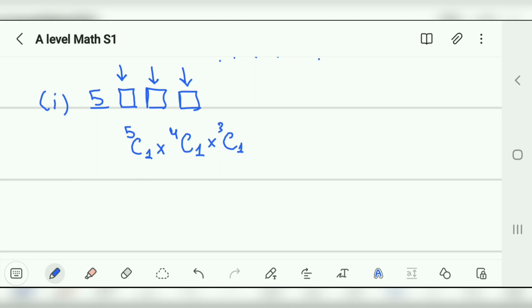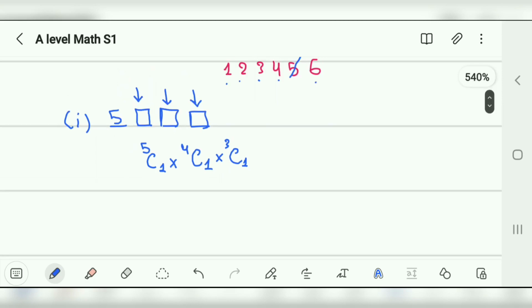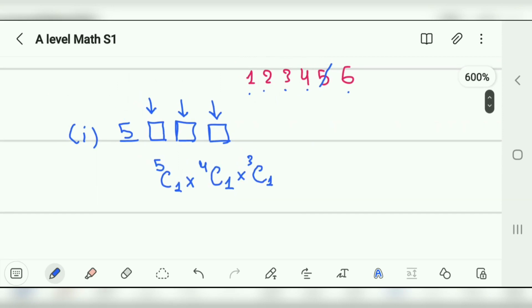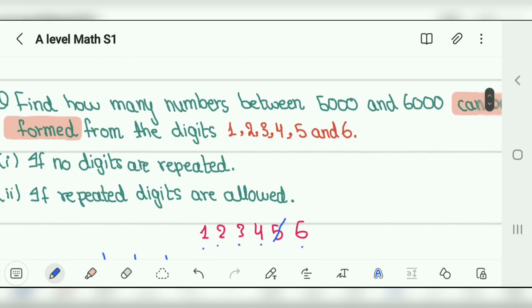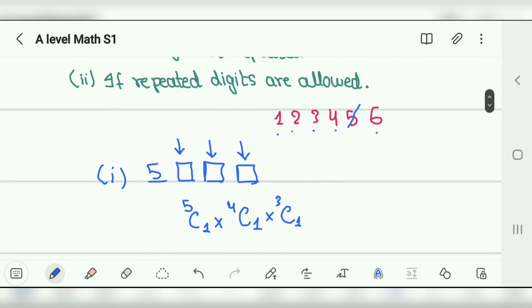Okay, this is the answer. And now I want you to understand what is happening here. First of all, I just take out 5, because it's in the question. It says between 5000 and 6000, so it's starting with 5 and ending with 6000. So below 6000 and above 5000.